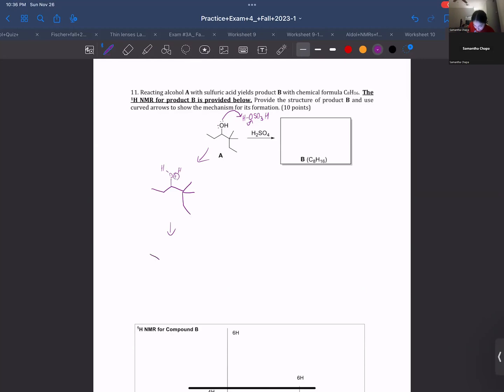It's a secondary, the leaving group is on the secondary carbon. So I'm going to go ahead and say that the leaving group leaves, and I have a carbocation. For this carbocation, I'm thinking, okay, can I do a hydride shift? I can, but it won't put it in a stable position. Can I do a methyl shift? Yes, and it will put it in a stable position.